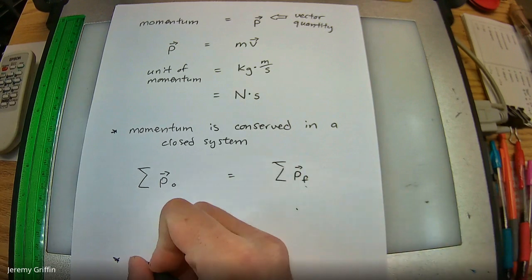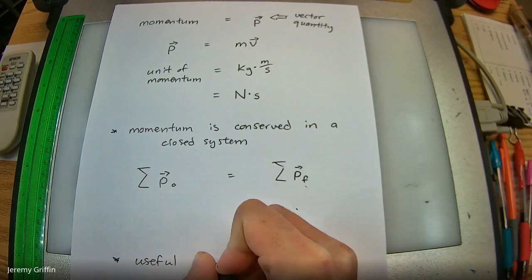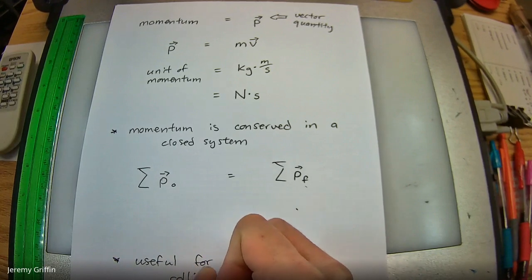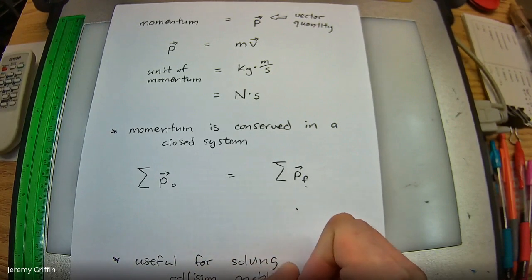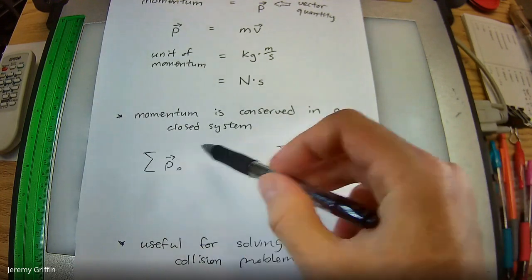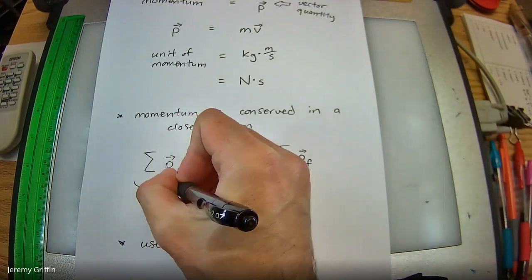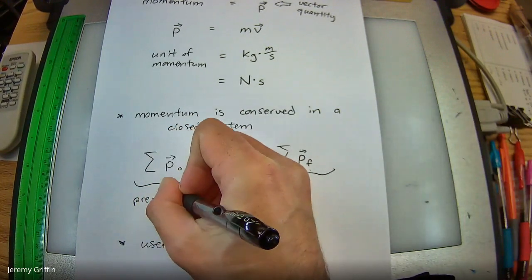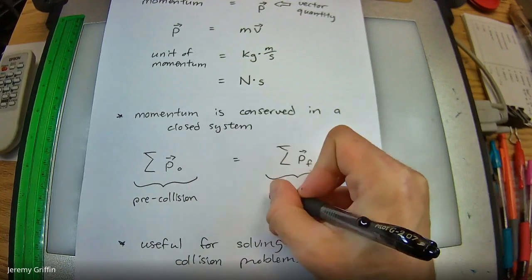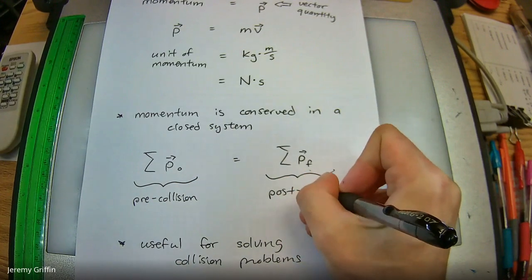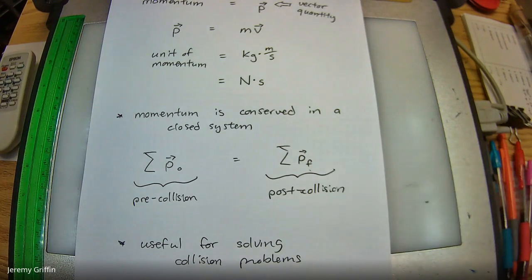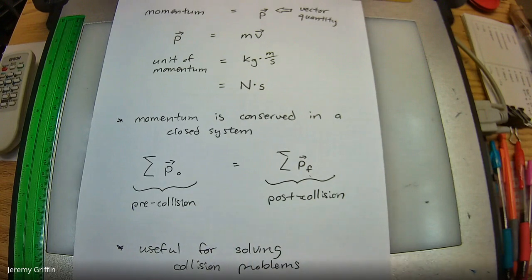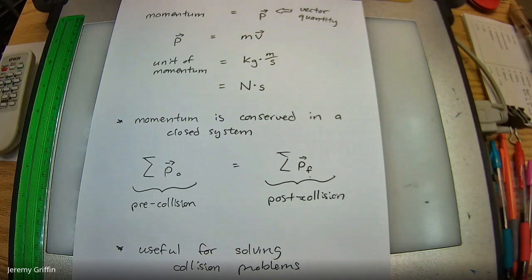And that's collisions. So it's useful for solving collision problems. So when I say sum of momentum initial equals sum of momentum final, that initial and final conditions are actually referring to pre-collision and post-collision. So before two objects collided, after two objects collided, if you add up all the momentum bits, it has to exactly equate. Is that right so far?